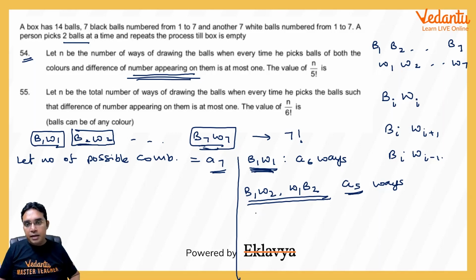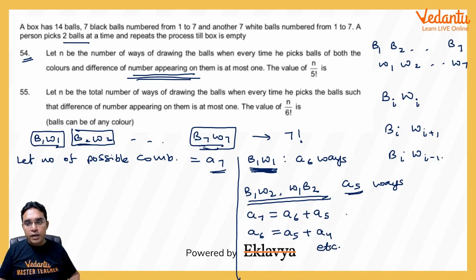So isn't that A7 is equal to A6 plus A5? As you know, B1 can go with W1 or B1 can go with W2. So I have taken care of both the cases. So this way I think this question is done. Every time you can write this thing using the similar concept that A6 will be A5 plus A4 etc.